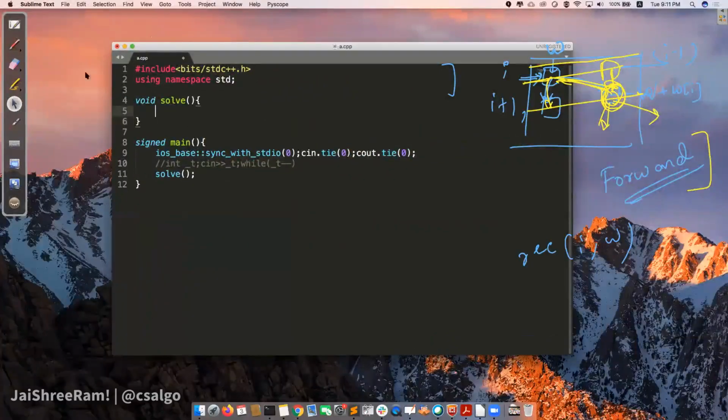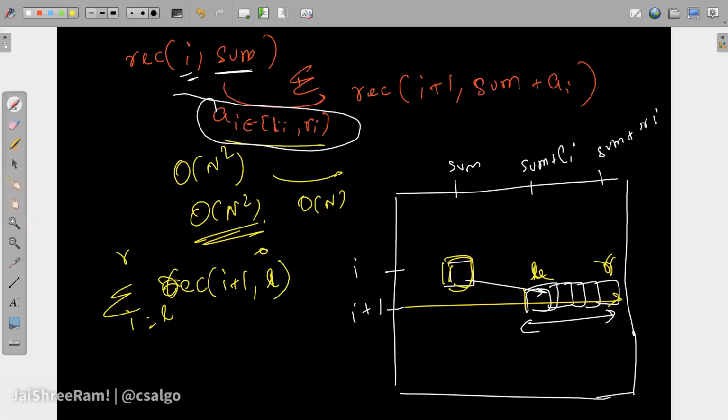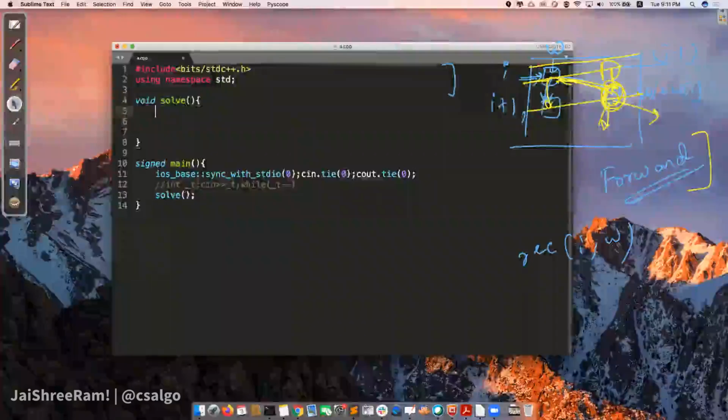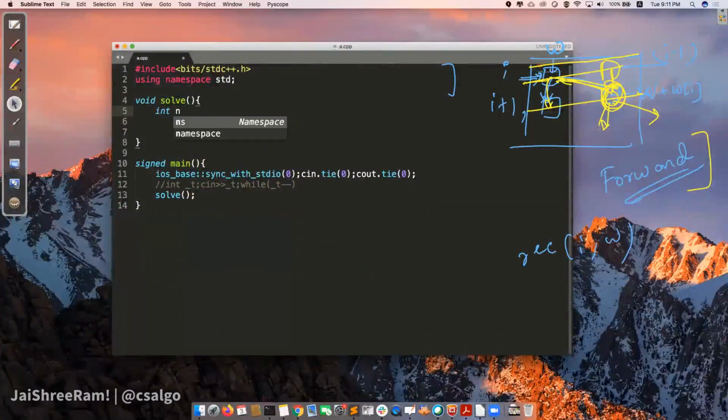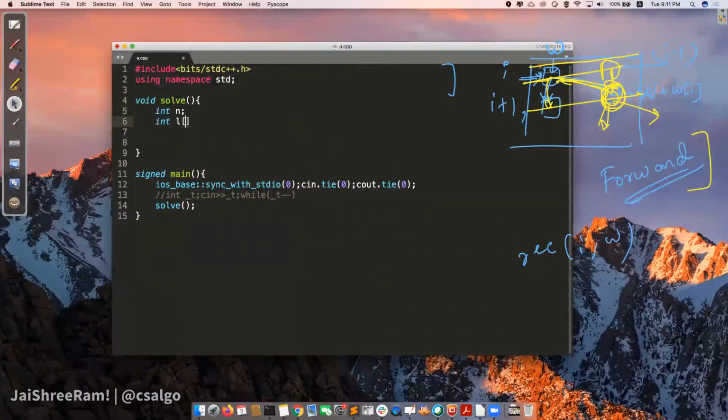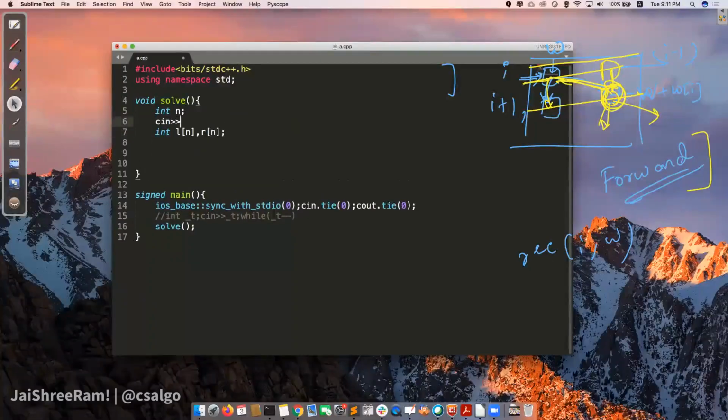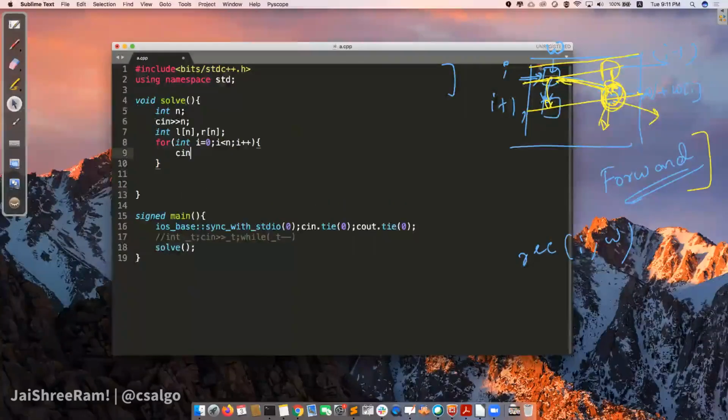So I designed my states in this fashion, right? That I need the next layer sum of this plus this. So I will need, let's say, n, L of n, R of n. Okay, that's the whole input.